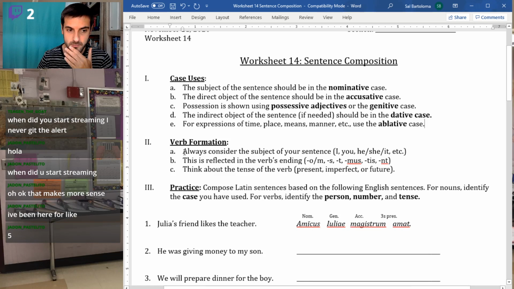When you're making your verb, like I said, always think about the subject. Is it I? Is it you? Is it he or she? Make sure you use the correct ending. And then think about the tense, right? Is it present? In which case, just use the stem and the endings. If it's imperfect, we got to use the bam, bas, bat. If it's future, bo, bis, bit for first and second.